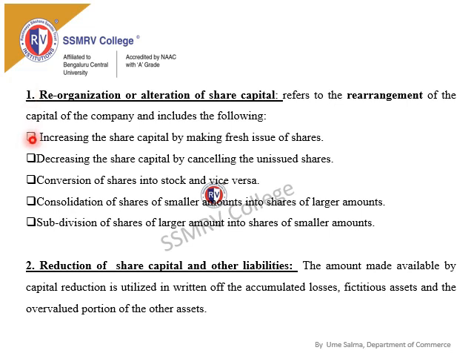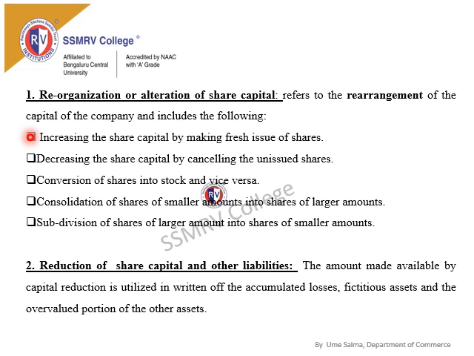There are various reasons for the rearrangements, like increasing the share capital. How can we increase the share capital? We have the option of making a fresh issue of shares. And decreasing the share capital can be done only by cancelling the unissued shares. When these two options are used, they give a reorganization, and the company can recognize how the profitability can be maintained.